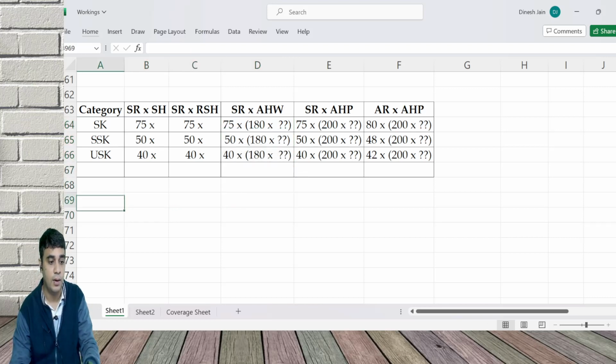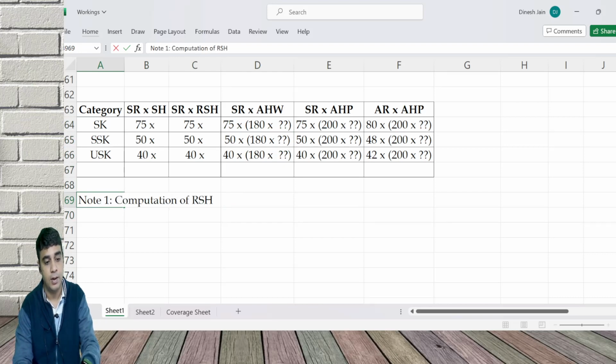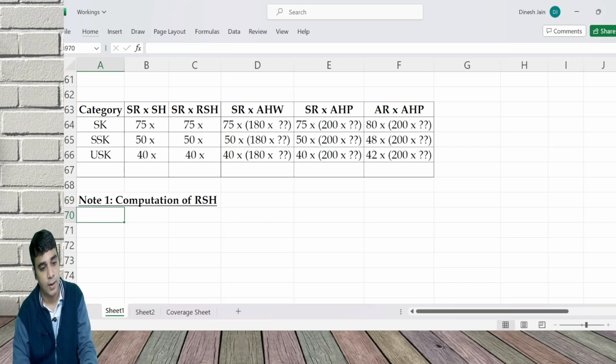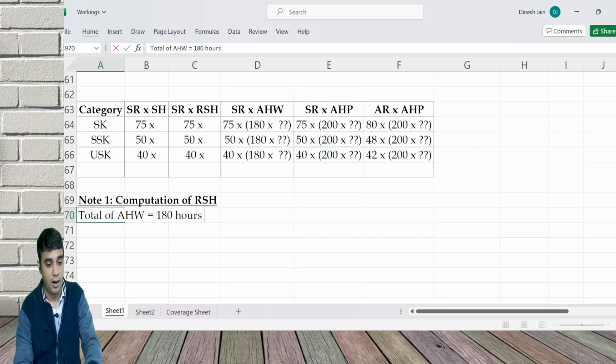Come down, note 1, computation of RSH. Total of HW is equal to 180 hours into 25 workers.